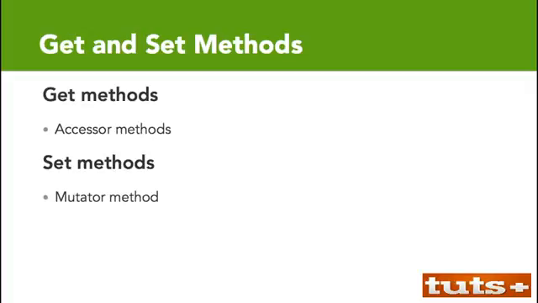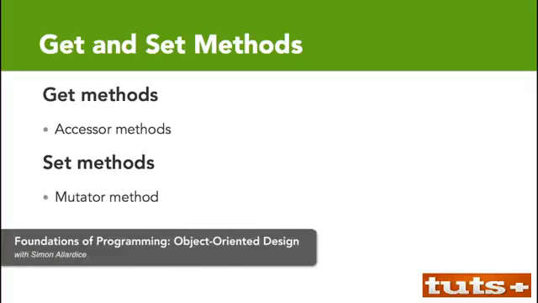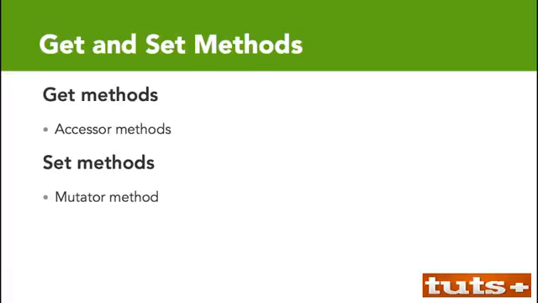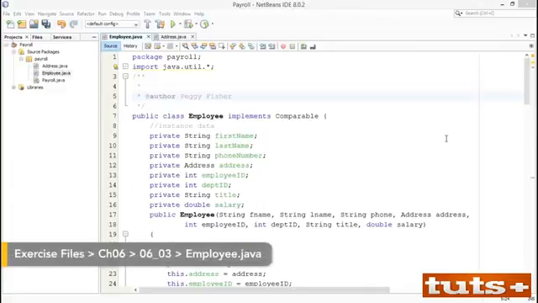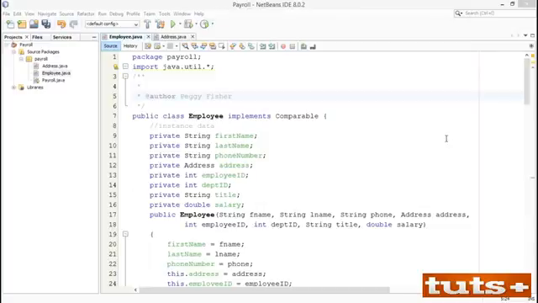If you would like more practice in creating UML diagrams, please refer to Foundations of Programming, Object-Oriented Design, Introduction to the Unified Modeling Language by Simon Allardyce. Now that we know exactly what data and methods we need, let's review a payroll application that uses an employee class and an address class. In the same project folder as the main program, there are two separate files for the employee class and the address class. Let's start by reviewing the employee class.